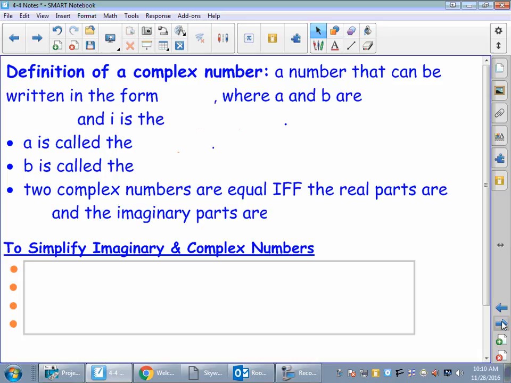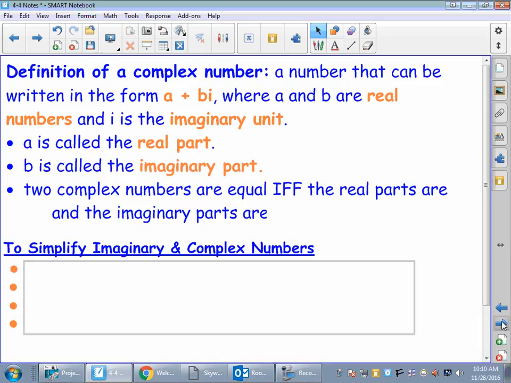So the complex number is a number that can be written in the form a plus bi, where a and b are real numbers and the i is the imaginary unit. So you've got an imaginary and a real part. A is called the real part, and the bi is called the imaginary part. So here are some rules about when you have the complex numbers. They're equal if the real parts and the imaginary parts are equal.